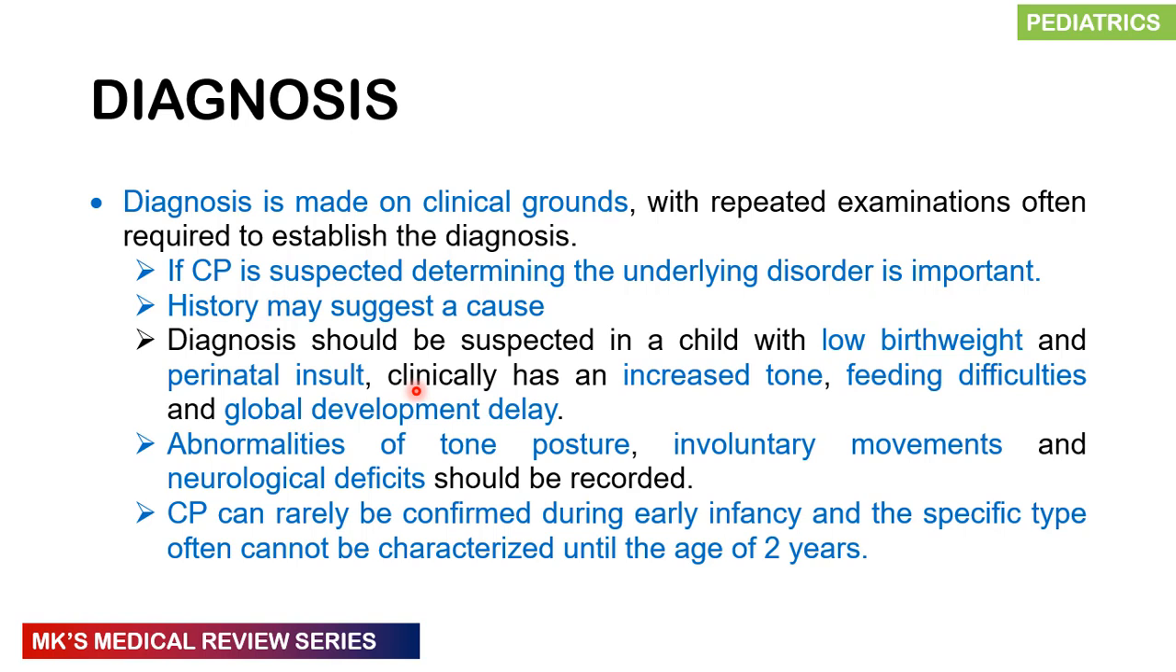So remember, the diagnosis is going to be suspected in a child that was born with a low birth weight or any perinatal insults, and clinically they have increased tone, feeding difficulties, and global developmental delays. That's when we can have a suspicion that this child may have cerebral palsy. Then the abnormalities of tone, posture, involuntary movements, and neurological deficits should be recorded, and these become a bit evident after the age of 2. And remember, as we said, the diagnosis can sometimes be confirmed during early infancy, but the specific type cannot be characterized until someone is at the age of 2 years.